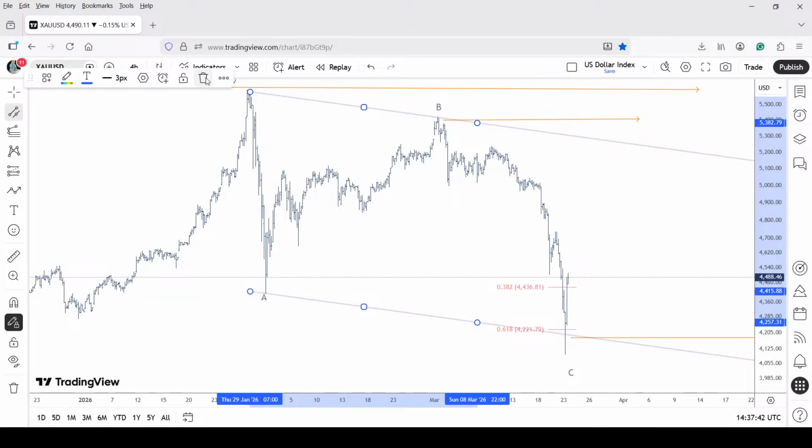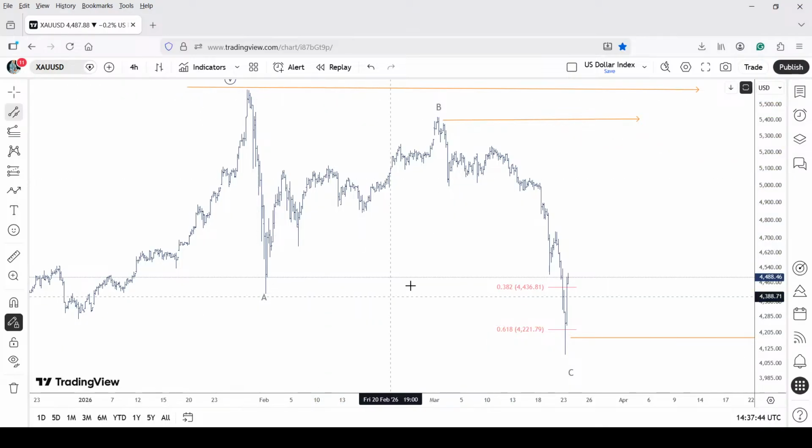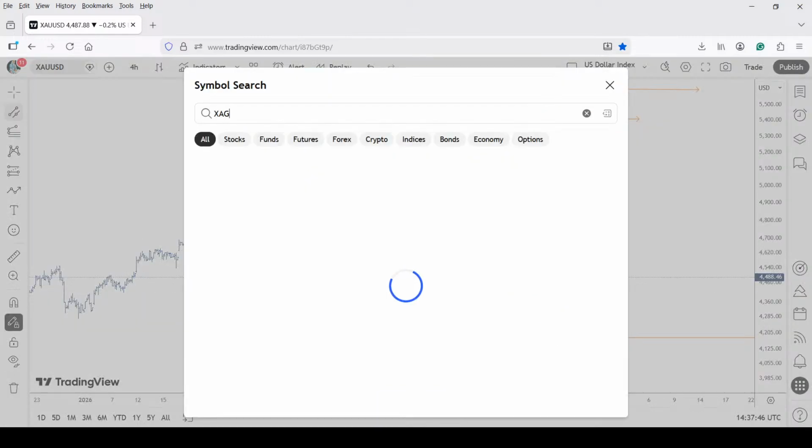All right. Just talking about gold, we can quickly have a look at silver as well. See if the chart is coming up. Just excuse me, it is taking a bit of time.